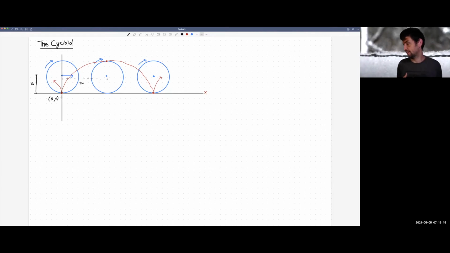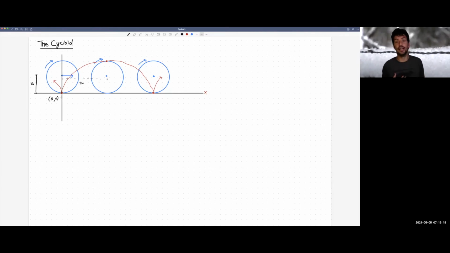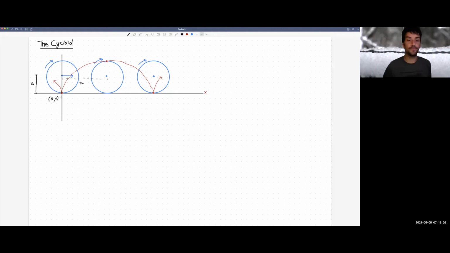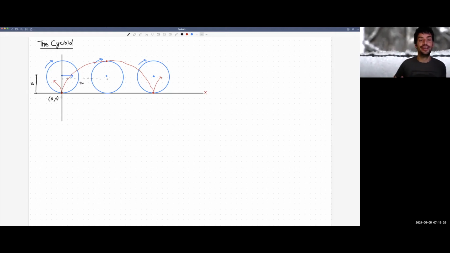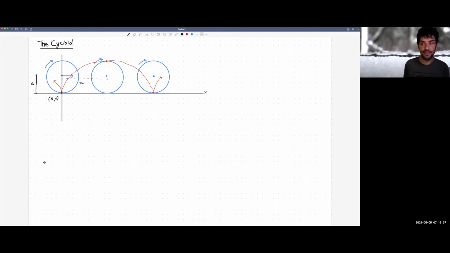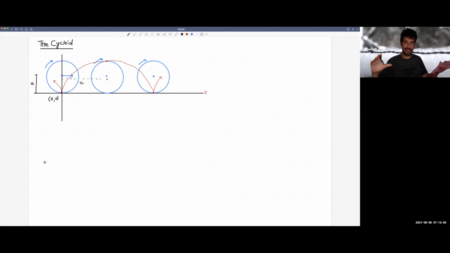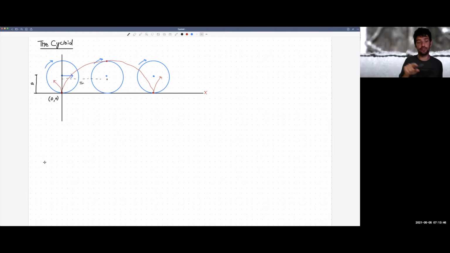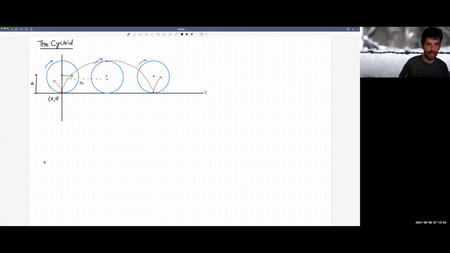Oftentimes when we parameterize things, there are plenty of choices to be made. You notice the language is often a parameterization of this shape, not the parameterization, because there are different ways to parameterize different things. Okay, so there are a couple of things going on simultaneously with this dot. We want to separate into the 2 different things that are happening. There's a rotation happening as it rolls around the circle, and then there's this forward motion as the circle goes forward.